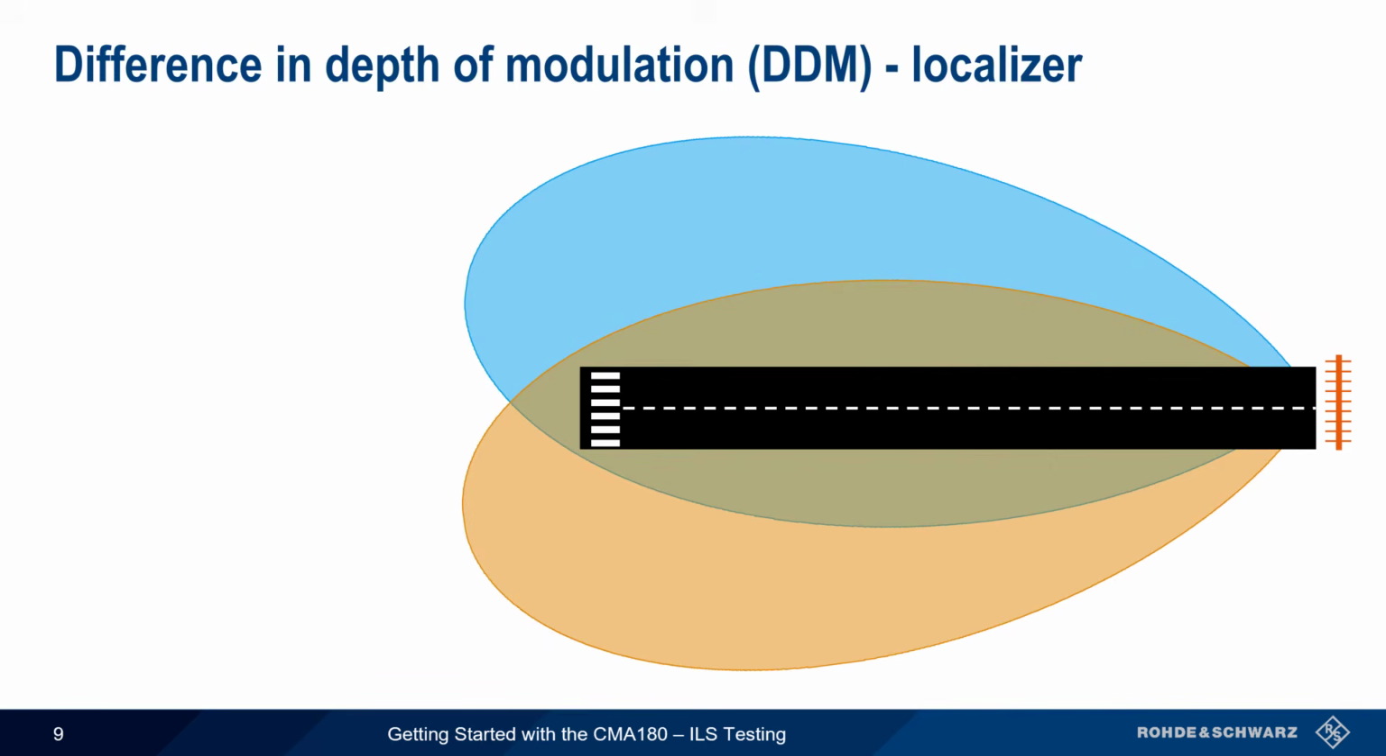Recall that both lobes of a localizer signal are AM modulated, the left lobe at 90 Hz and the right lobe at 150 Hz. The modulation depth of each lobe is different depending on our position within the lobe. On the runway center line, both lobes have the same AM modulation depth of 20%. As we move to the right of the center line, the AM modulation depth of the 150 Hz lobe increases, and the AM modulation depth of the 90 Hz lobe decreases.